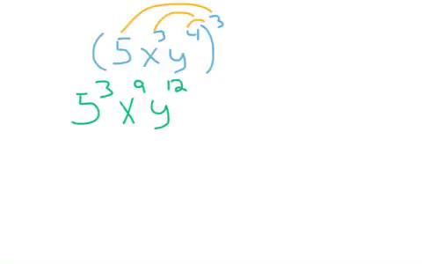So I'm not done yet. I have to figure out what 5 to the 3rd would be, which in this case is 5 times 5, which is 25, times 5 again is 125, x to the 9th, y to the 12th.